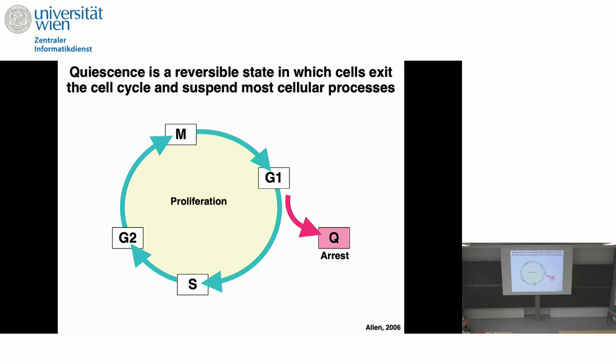Yeast can actually stay in this quiescent state for thousands of years. But human cells also do this. It's important for health. What's distinct about quiescence from other G0 states is that it is reversible. So even though these cells can exist in this dormant state for extended periods of time, they can also re-enter the cell cycle and resume normal proliferation.